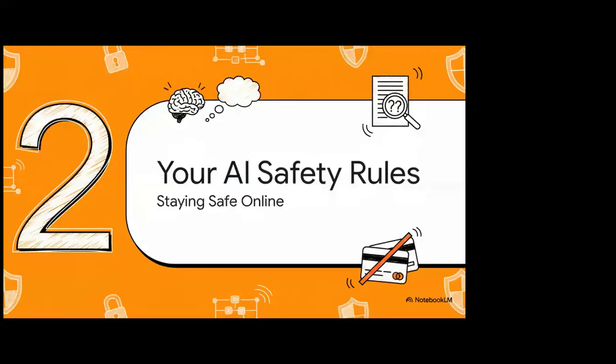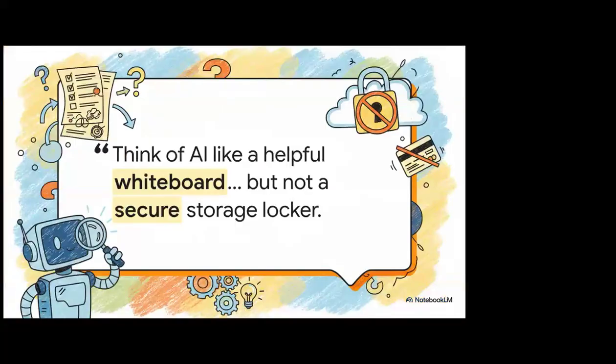But, and this is a big but, before we just jump in, we have to talk about the single most important thing, and that is safety. Because just like with any powerful tool, you've got to know the rules of the road. It's absolutely non-negotiable. This is probably the best way to think about it. AI is like a public whiteboard. It's a fantastic place to brainstorm and work through ideas. But you'd never write your bank account number on a public whiteboard, would you? Of course not. It's a thinking space, not a secure vault.